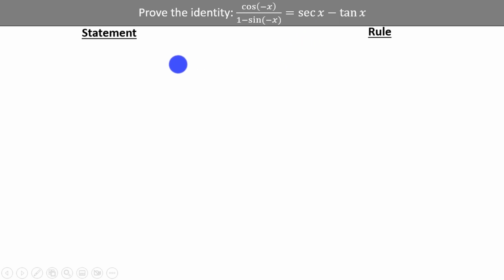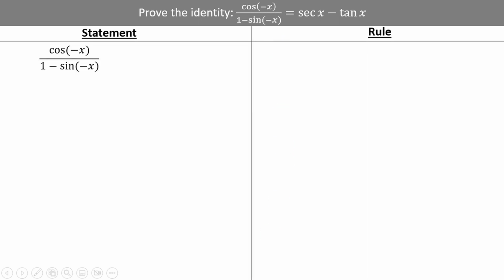We complete our proofs in two columns. In the first column, titled Statement, we will show our work. In the second column, titled Rule, we will justify the work in the statement column using either a trigonometric identity or some form of algebra. Let's work with the left-hand side of this equation.